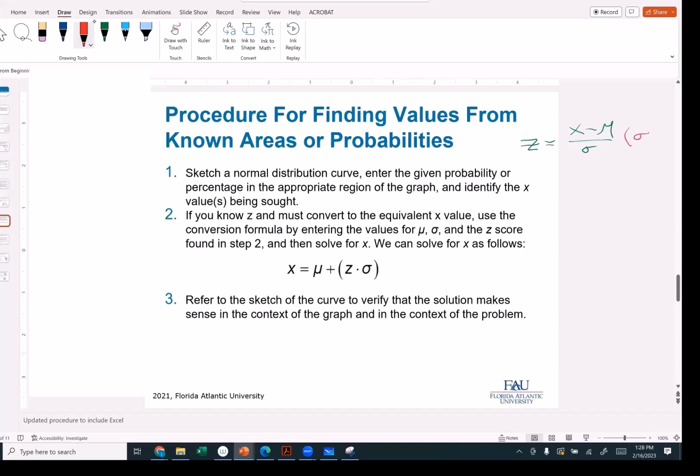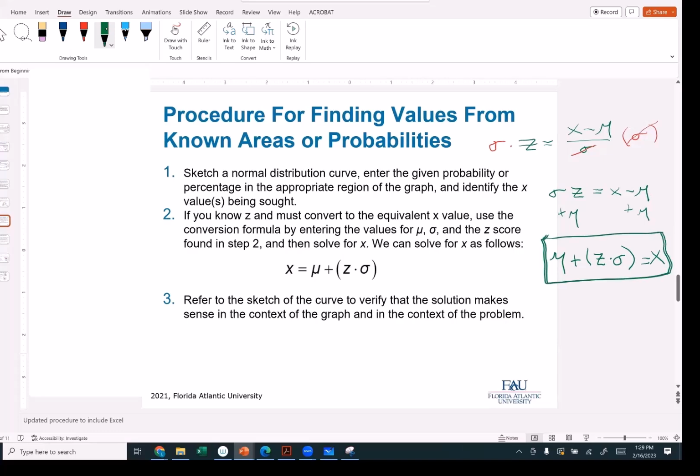I'm going to multiply both sides by sigma. This sigma would cancel with this sigma. My next line would be sigma times z is equal to x minus mu. And if I want to solve for x, I just add mu to both sides. That would give me mu plus z times sigma equals x. Same formula. We have different information, so we're using it a different way.